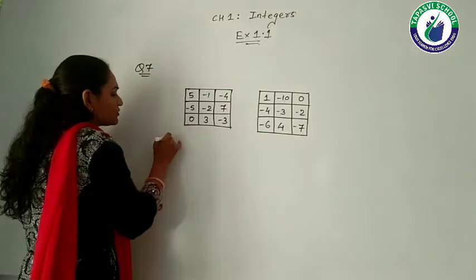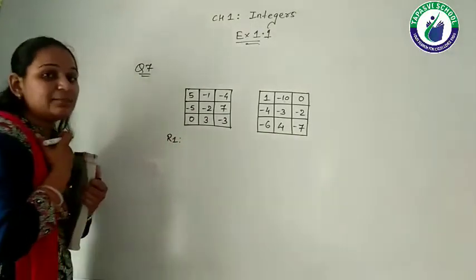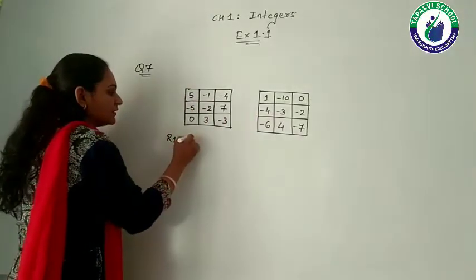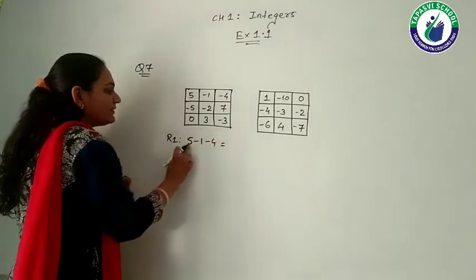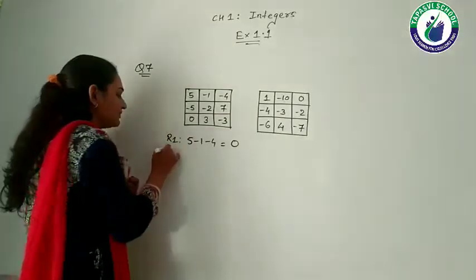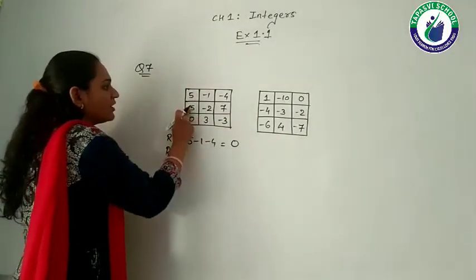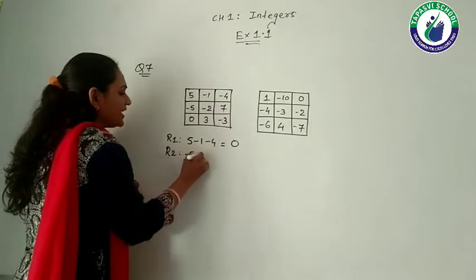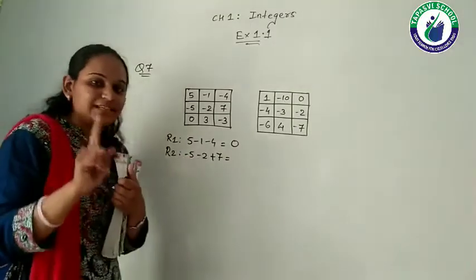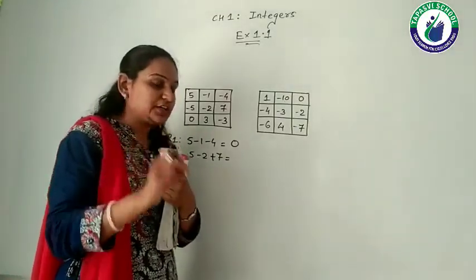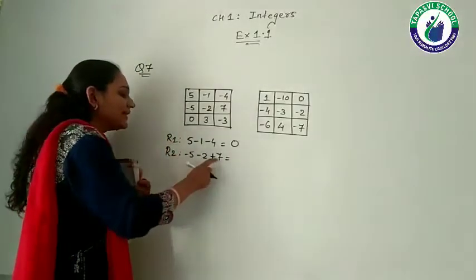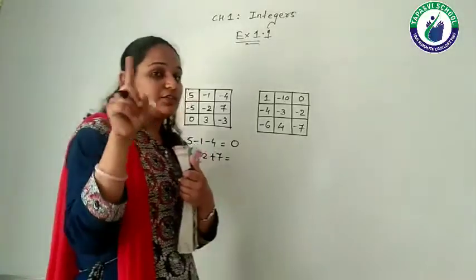I will be doing row 1. R1 means row 1. 5, minus 1 and minus 4. The total will be: 5 minus 1 is 4, and 4 minus 4 is 0. Now row 2: minus 5, minus 2, and plus 7. Remember the rule of addition of integers: same sign, so add. Minus 5 minus 2 is minus 7, and adding the other 7, the total will be 0.